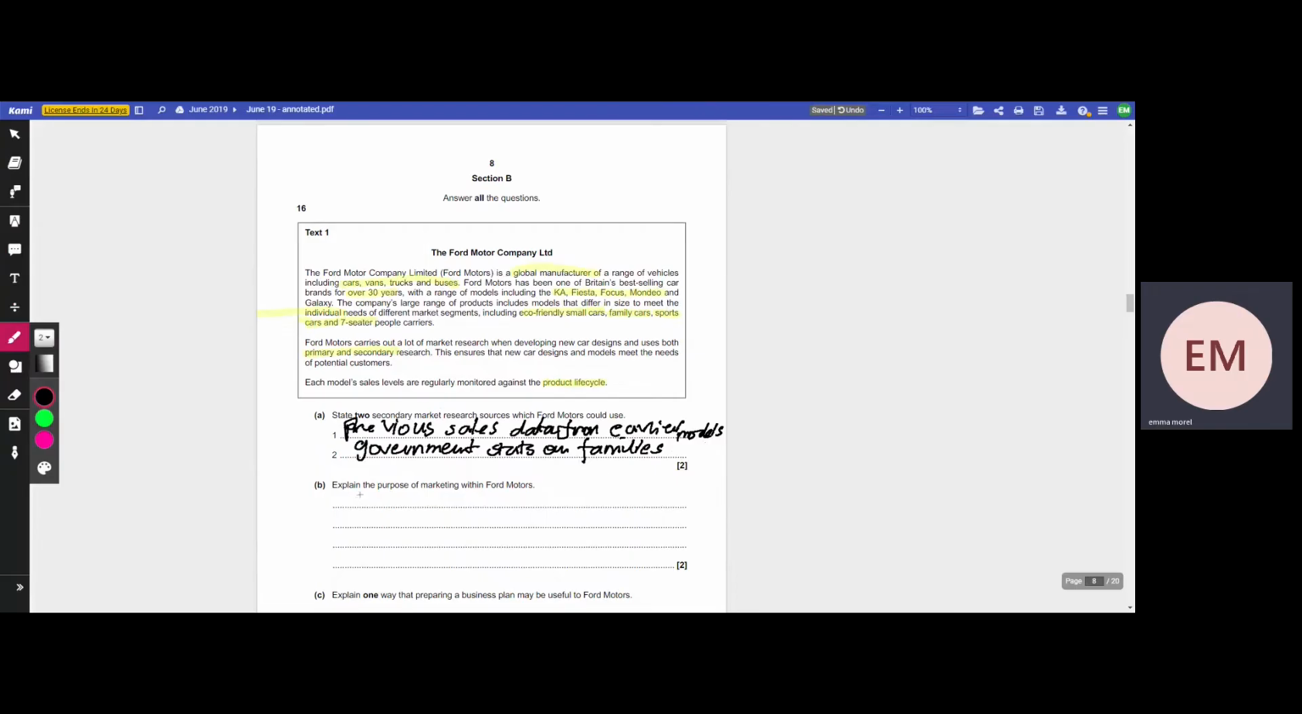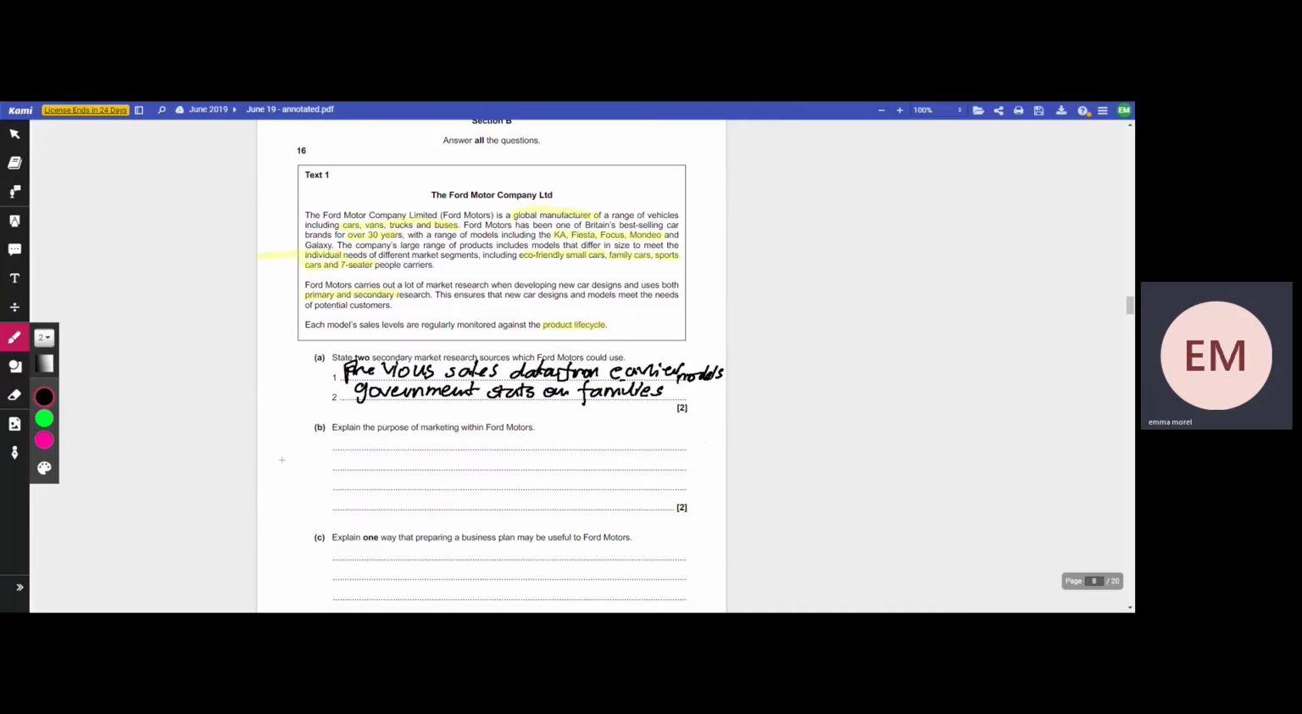So the purpose of marketing within Ford Motors is going to be important. It's only worth 2 marks, but we have to make sure that we have got our context marks in here as well. So we need to be talking quite specifically about that. So we want to say something along the lines of, it's going to help them better spend their sorry, this one is explain the purpose of marketing. So the explain the purpose of marketing is always to try and inform your customers about what's going on.